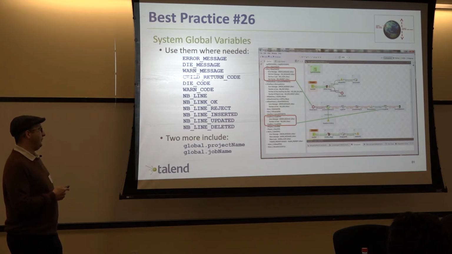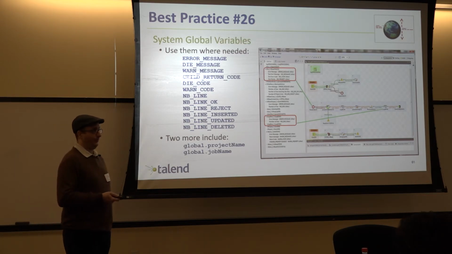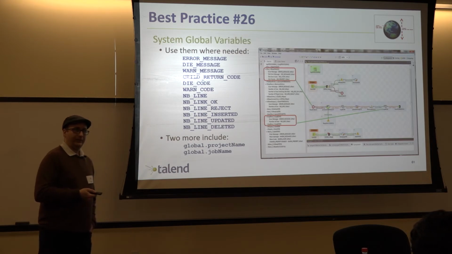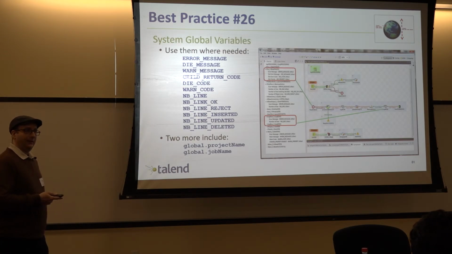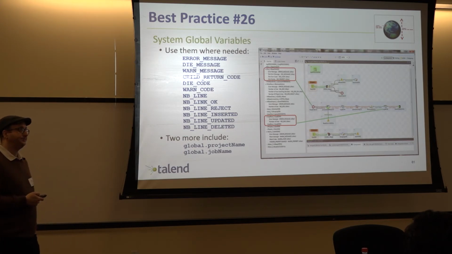There are also a couple of extra global variables that aren't listed there that you might want to use if you're doing any kind of logging or audit, balance, and control. You may want to say what's the job name that I was running, and you don't want to hard code the job name because it may change, or maybe you're doing a template of some sort that you want to reuse later or copy that job. You can access the global project name and global job name. Those are some useful strings that you can include for various reasons.